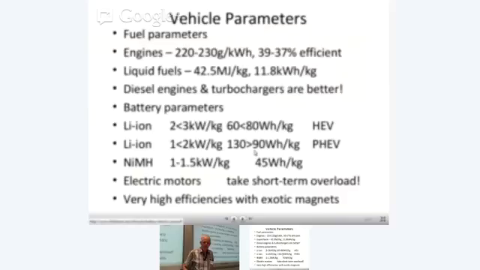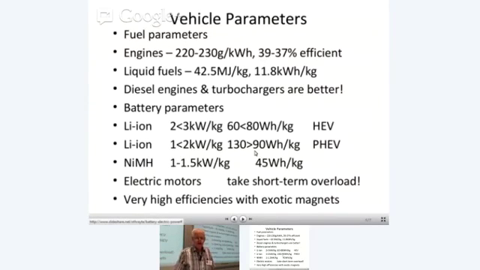Okay, now when we get on to some vehicle parameters, we're so used to fuel, and I thought it was worth saying what this means for our petrol engines. If you get values of about 220 to 230 grams per kilowatt hour from your engine, you're doing pretty well. The 220 corresponds with 39% efficiency, and the 230 is about 37% efficient. That's the very best you're going to get out of the whole fuel map of your car.